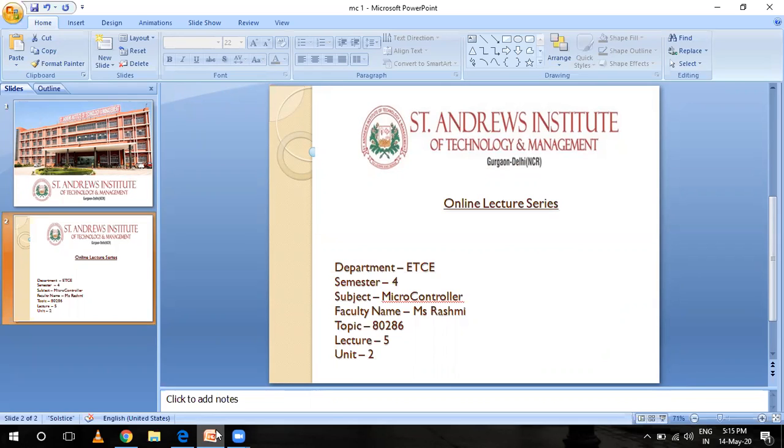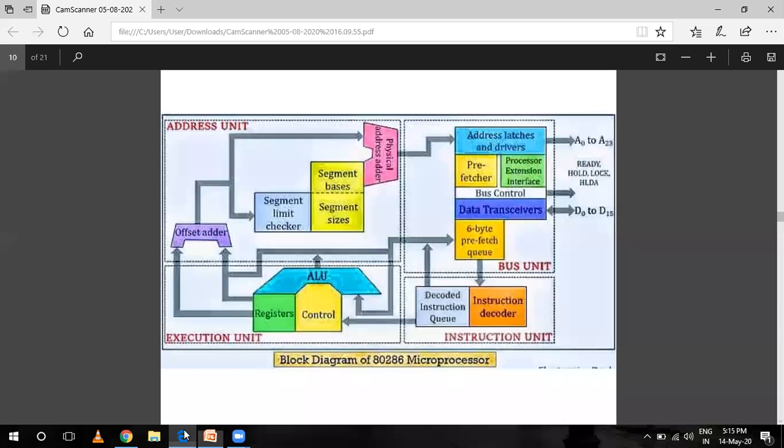Today's topic is the 80286 microprocessor. As we discussed in our previous lecture, that is 80186, cache memory and virtual memory. So after 80186, the next topic is 80286. Students, basically 80286 is a 16-bit microprocessor that has the ability to execute 16-bit instructions at a time, having a 16-bit data bus and an address bus of 24-bit.